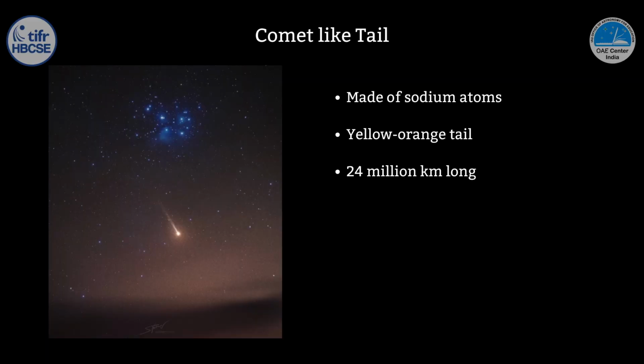An interesting feature of Mercury is that it has a tail. It is not a comet, it is a planet, but it does have a tail. So, this tail is made up of, again, sodium atoms which get blasted off the surface when meteoroids impact. The color is almost yellow-orange and the tail can get as long as 24 million kilometers.